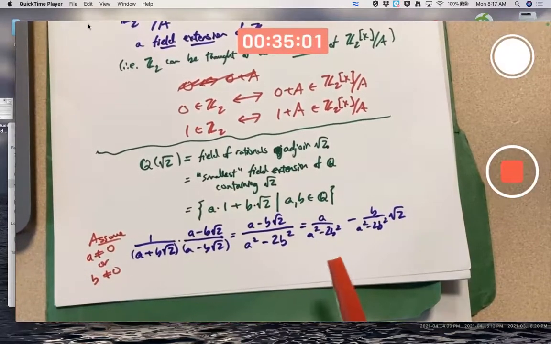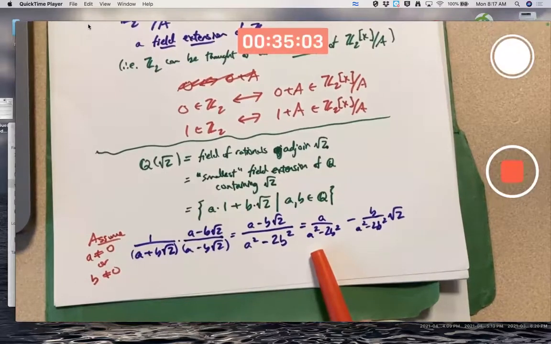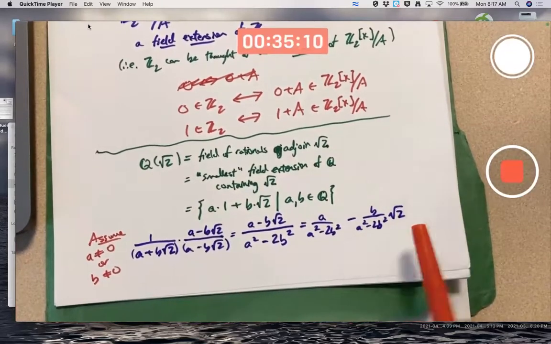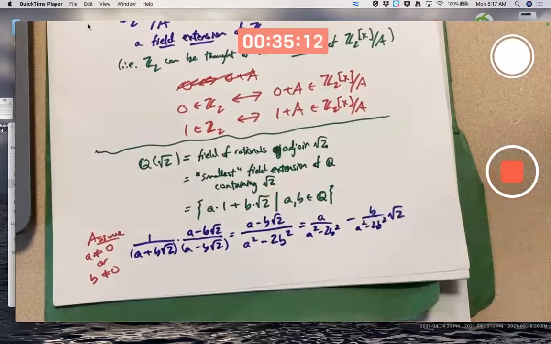So what I've now ended up with is some rational number plus, if you want to think of this as adding a negative, some rational number times square root of 2. It is in this form. So that is not a complete proof that this is a field, but it helps you believe it. Very important kind of field for us.